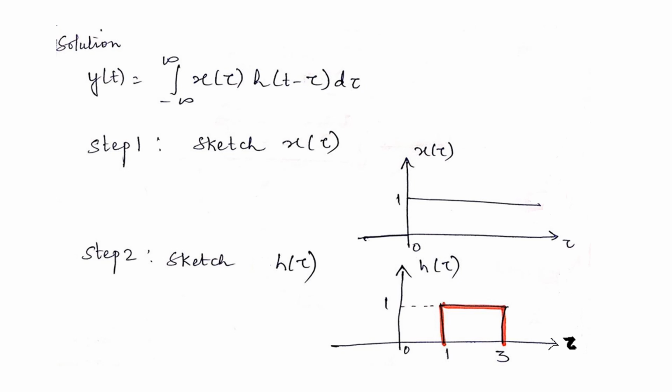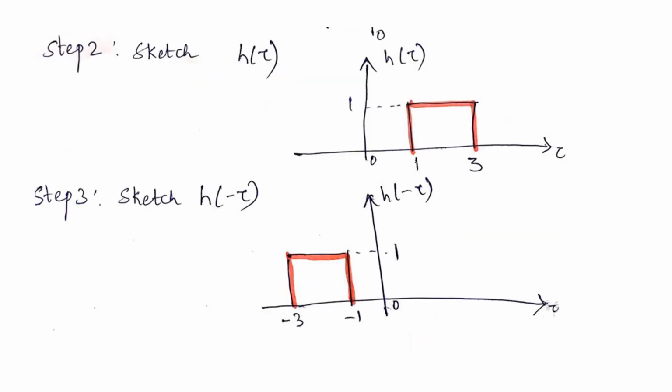Once we have determined h of tau, the next step is to get the time reversed signal, that is h of minus tau. In the next slide, we have h of minus tau. We have flipped this signal over the vertical axis, and we have sketched h of minus tau. This is clear as we have already discussed operations on signals. The pulse now lies between -3 and -1, and this is our h of minus tau. So this is our step 3.